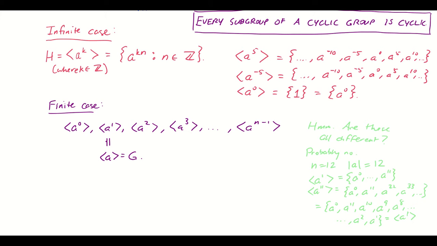Okay, so I've listed n-1 things that look like subgroups, but they are probably not n-1 totally different subgroups. So which ones are actually different ones, and which ones are interesting ones? So one thing I'm going to do to investigate this is, here's an idea: look at the smallest positive power of A in my subgroup H.